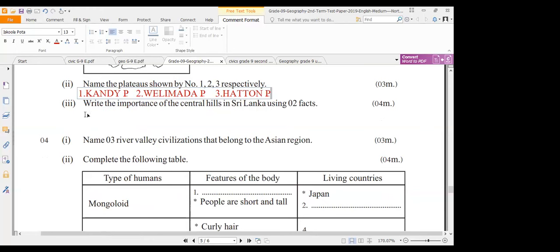Question number 4, read the answer. Hwang Ho River Valley, Indus River Valley, Mesopotamia River Valley. Yes, river valley civilizations belong to Asia. Euphrates and Tigris civilization. Other one is Indus Valley civilization. Hwang Ho, China. Hwang Ho civilization.